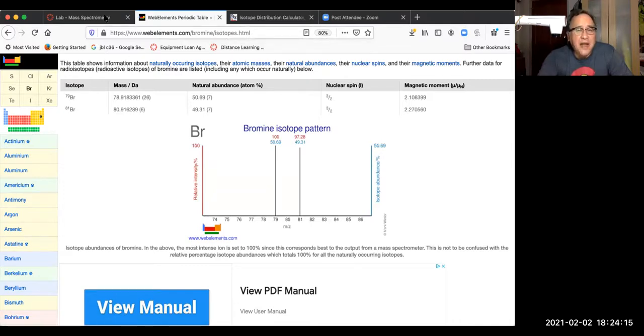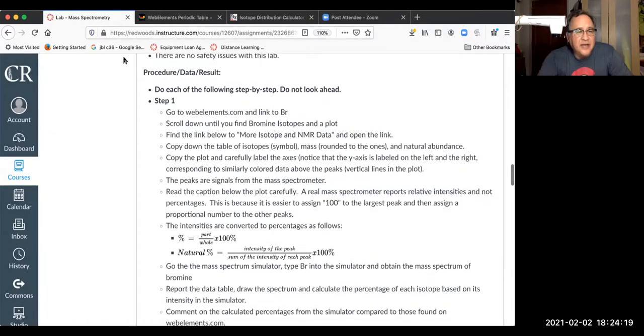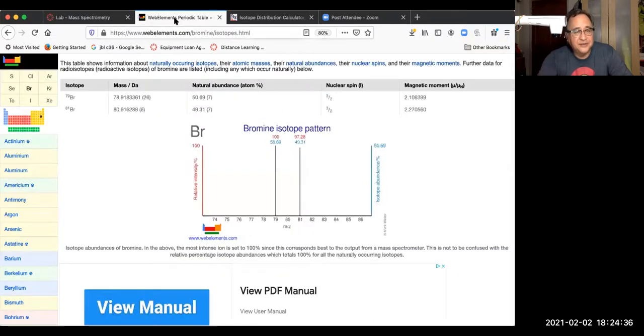So I'm going to go back to the lab, mass spectrometry, go to Web Elements. Copy down the table of isotopes, symbol, mass rounded to the ones, and natural abundance. So I'm going to go back to Web Elements. If I make a list of this information, it's all right here at the top.